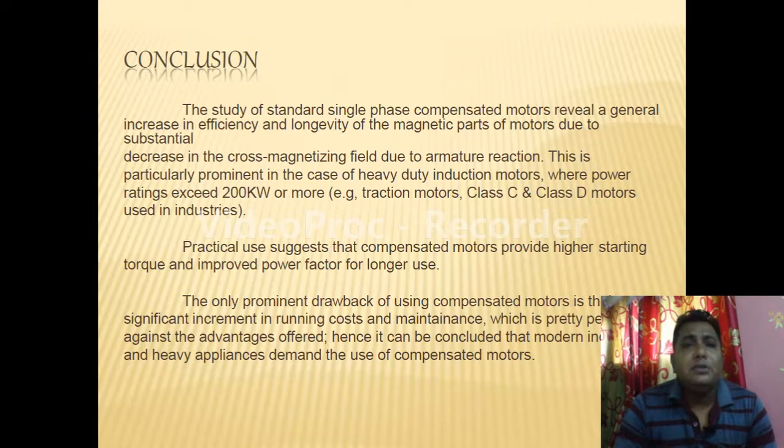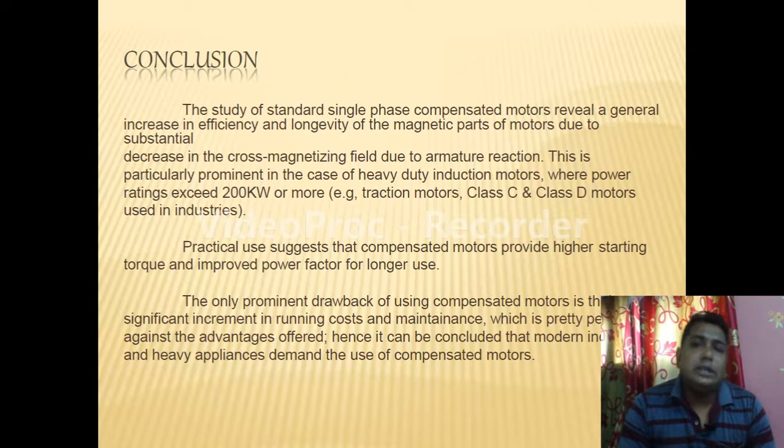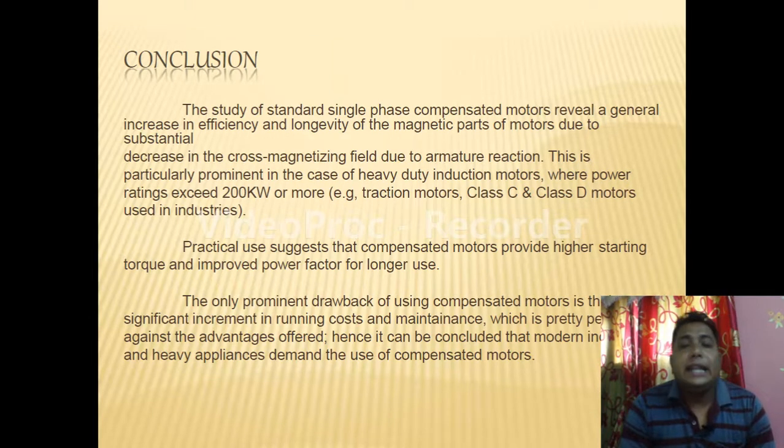So now coming to the conclusion. What is the conclusion? The study of standard single phase compensated motors reveals a general increase in the efficiency and longevity of the magnetic parts of motors due to the substantial decrease in the cross magnetizing field caused by the armature reaction. This is particularly prominent in the case of heavy duty induction motors, where the power rating exceeds 200 kilowatts or more. Practical use suggests that compensated motors provide higher starting torque and improved power factor for longer use.